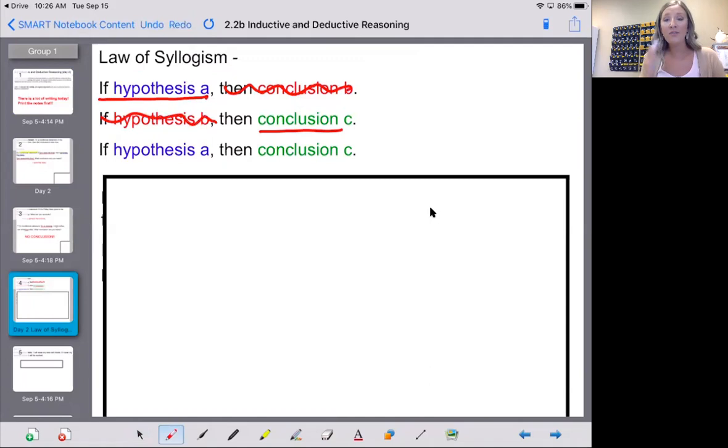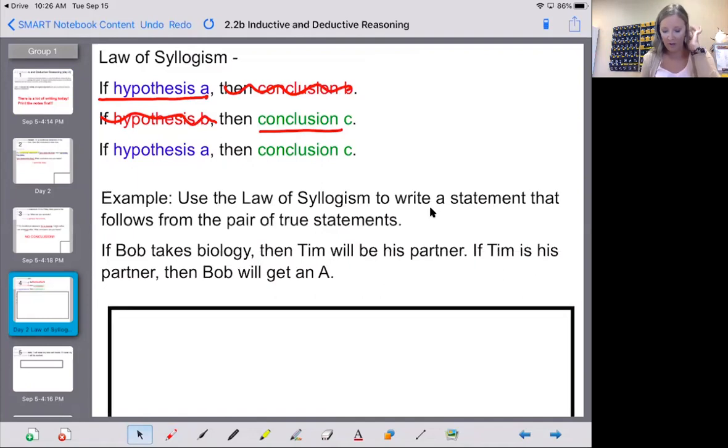Okay, now it does have to go in order, right? A leads to B, B leads to C, and therefore A eventually will lead to C. And so this is the law of syllogism. So let's practice with this down here. It says, use the law of syllogism to write a statement that follows with the pair of true statements.